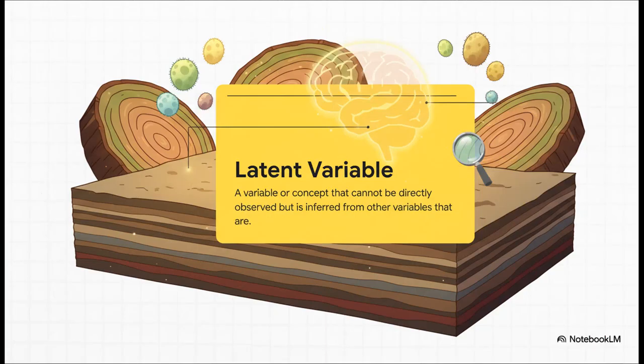The key idea here is something called a latent variable. Now that sounds technical, but all it means is a hidden cause. We can't measure it directly. For instance, a scientist can't just go back in time and measure the paleo-environmental conditions from 10,000 years ago. But they can infer what those conditions were by looking at things they can measure today, like tree rings or pollen found in lake beds. That hidden concept, the environmental conditions, is our latent variable.